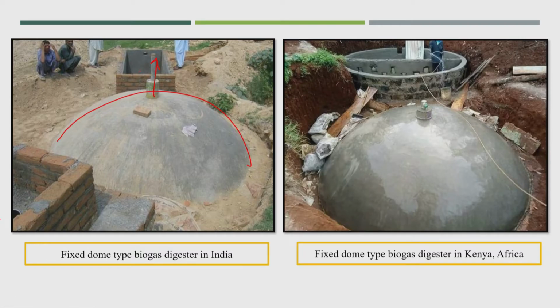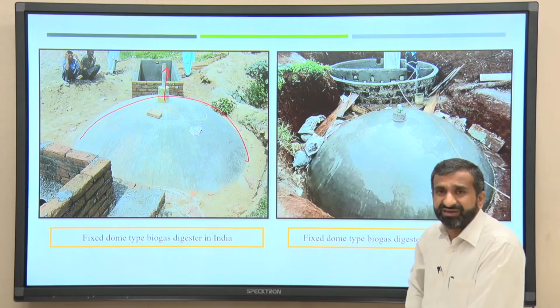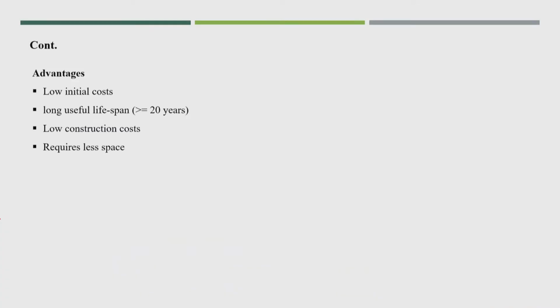So, many developing countries adopted this model and installed it in various locations, but mostly this kind of digester has been installed in the rural areas, and the substrate was majorly animal manures or animal waste, along with some agriculture residues. So, what are the advantages of that? Low initial cost, long useful lifespan. This is also very important. It can work for more than 20 years, low construction cost and requires less space.